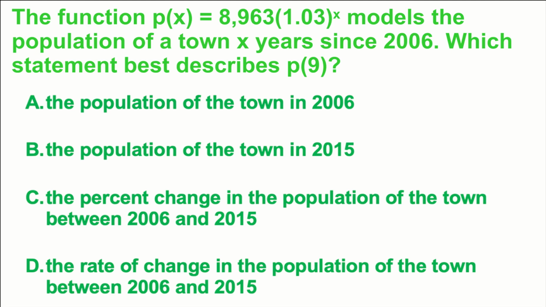So I got a function there. It's modeling the population of a town X years since 2006. Which of those best describes what P of 9 would be? Sydney? No. Ford? B is correct.